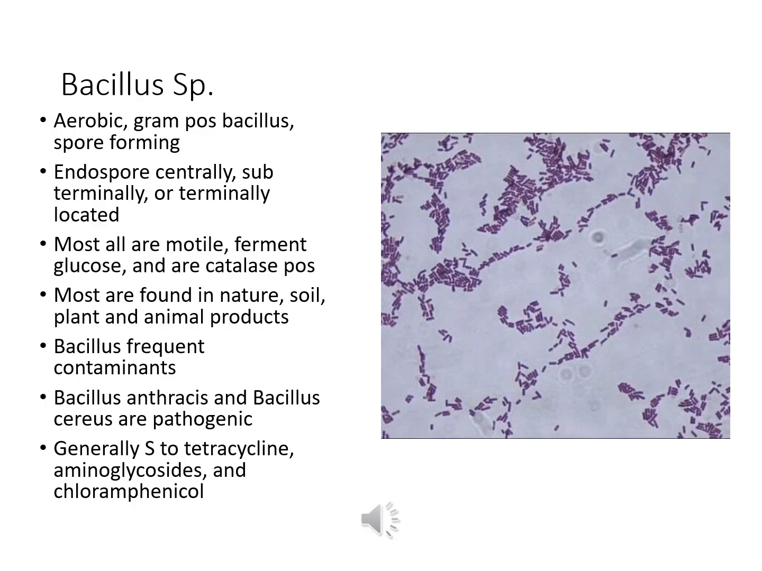Bacillus species can be found in nature, such as soil, plant, and animal products. Bacillus can be a frequent contaminant. However, if you identify Bacillus anthracis, which causes anthrax, or Bacillus cereus, which is usually from food poisoning, those are going to be considered pathogenic. Most Bacillus species are generally sensitive to tetracycline, aminoglycosides, and chloramphenicol.